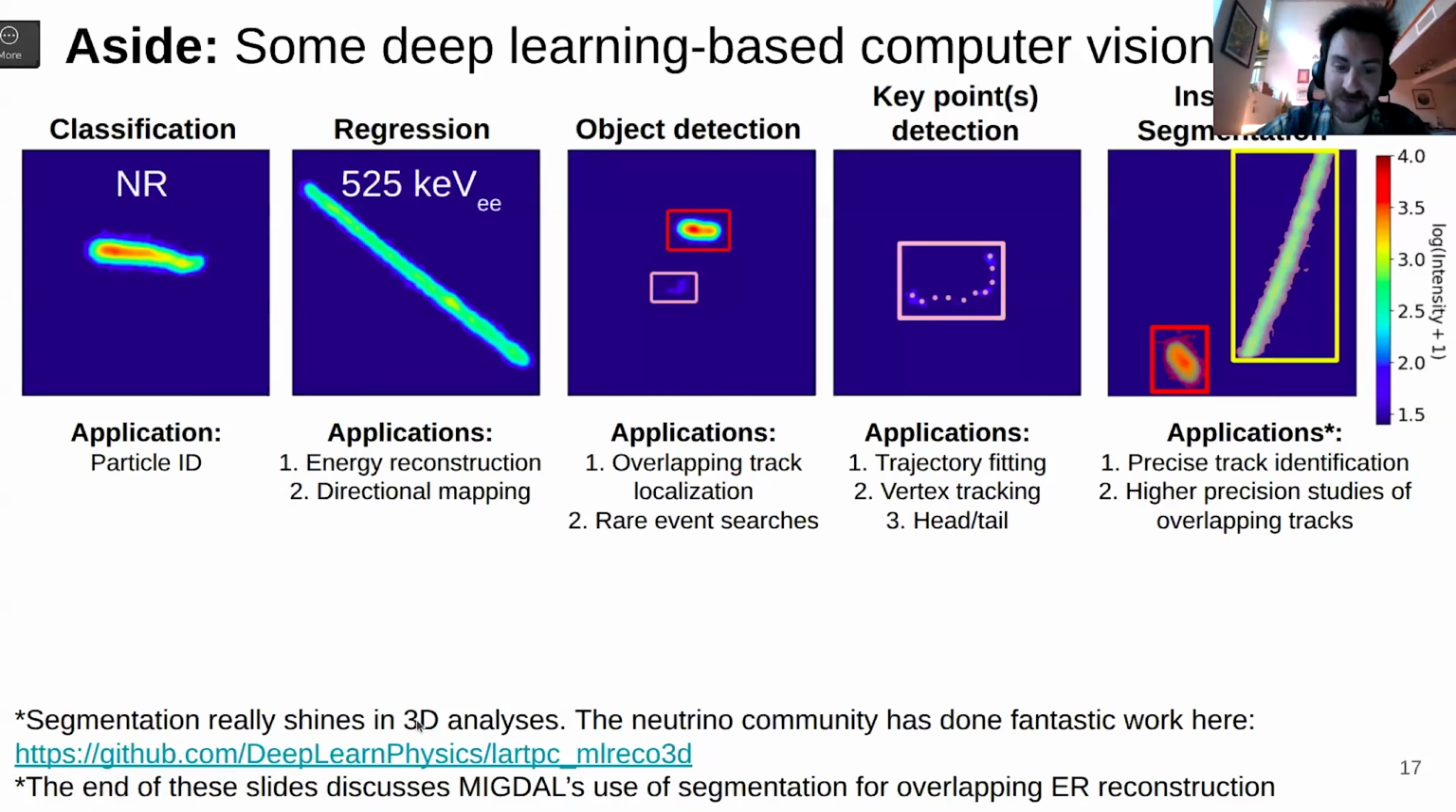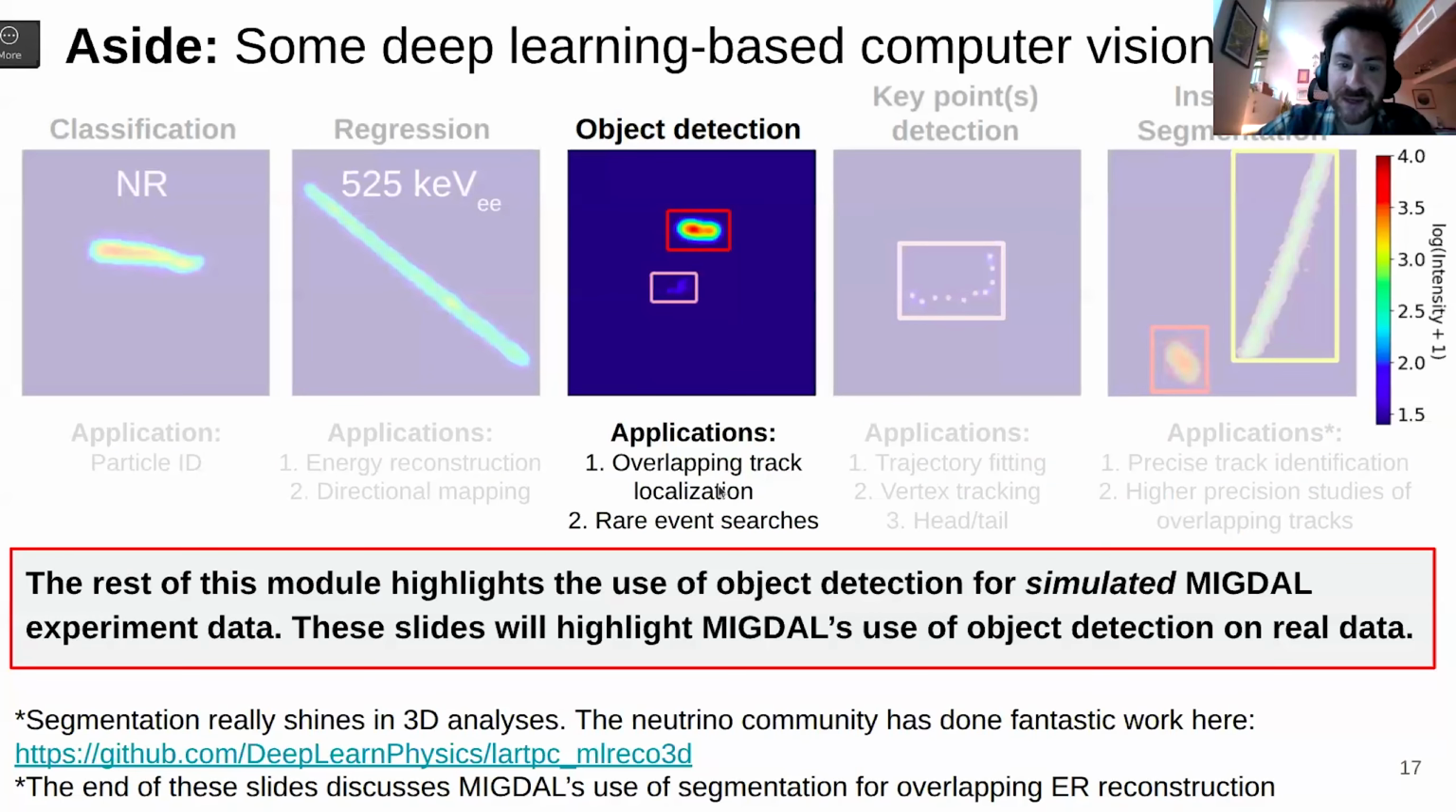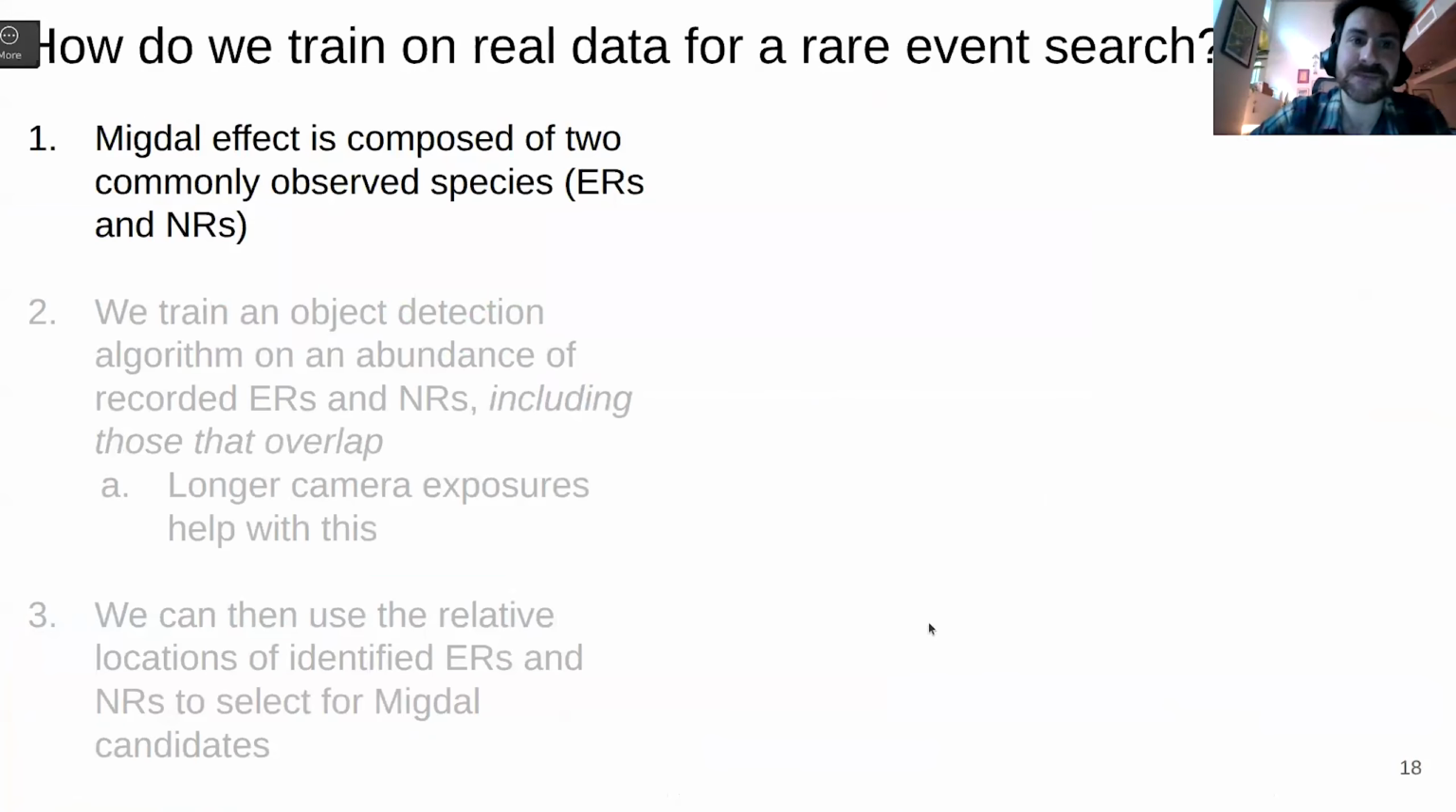There's been some great examples of it being done in 3D analyses, and the neutrino community has done some fantastic work here with liquid argon TPCs. So there's a link to a GitHub page here. And at the end of today, if there's time, I'll discuss how the Migdal experiment uses segmentation. But the rest of this module is going to highlight our use of object detection. You'll be focusing on our simulated Migdal data set, and we'll talk about how we use it on real data in the slides.